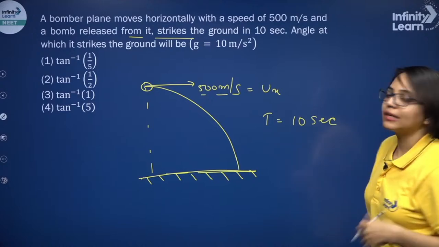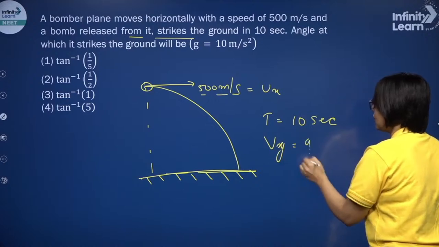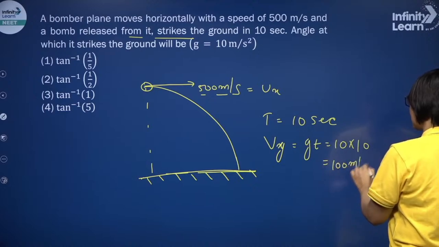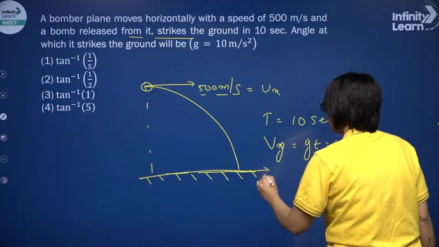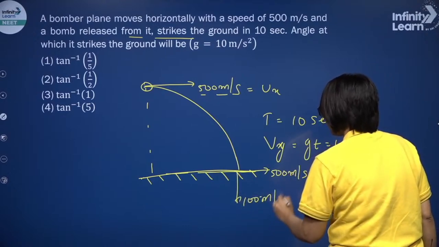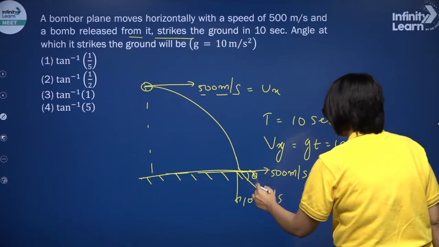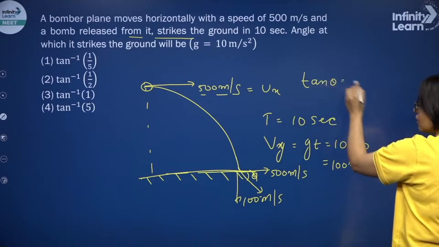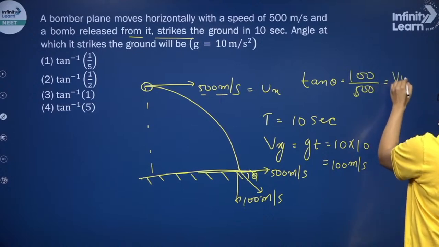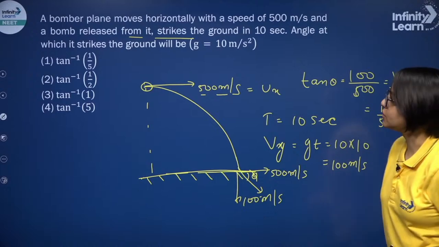The angle at which it strikes the ground will be, so after 10 seconds its velocity along the y-axis will be g into t, that is 10 into 10, equal to 100 meter per second. So the bomb will strike the ground with 500 meter per second x velocity and 100 meter per second y velocity. If this is the angle at which it strikes the ground, then tan theta will be perpendicular divided by base, or Vy divided by Vx. This will give you 1 upon 5 and theta will be tan inverse 1 upon 5, which is option 1.